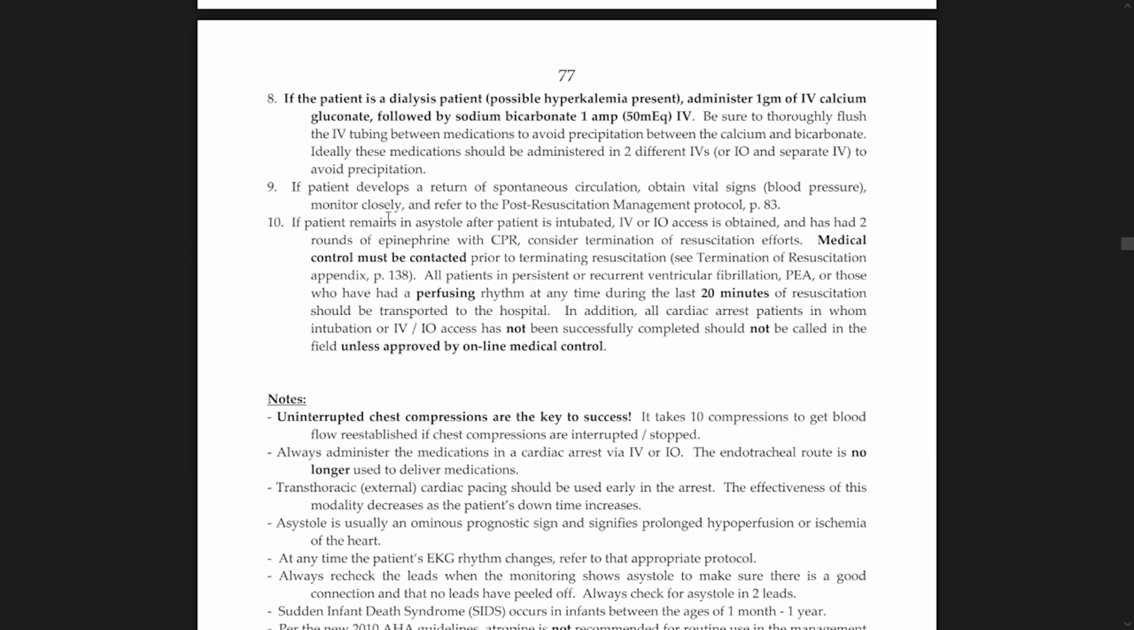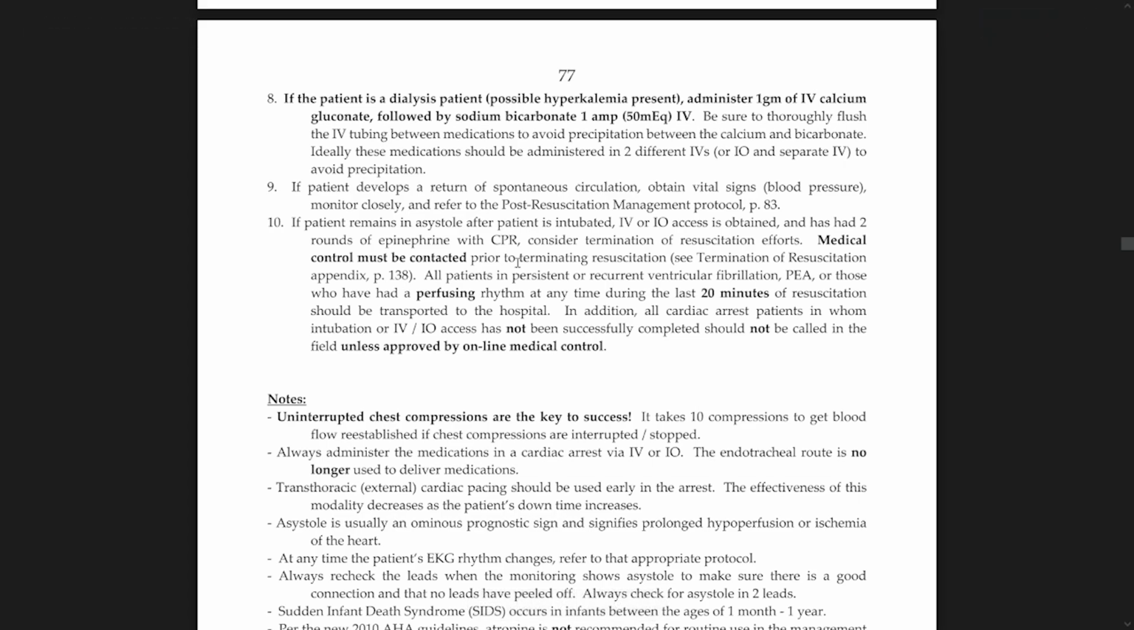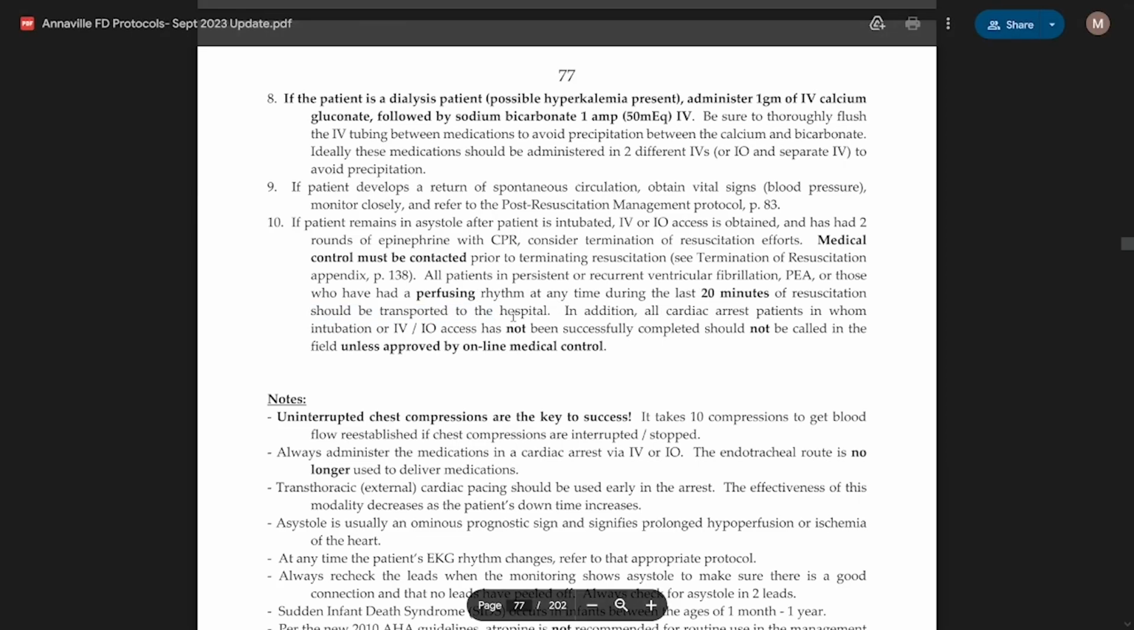If the patient remains in asystole after the patient is intubated, IV or IO access is obtained, and they have had 2 rounds of epinephrine with CPR, consider termination of the resuscitation efforts. Medical control must be contacted prior to terminating resuscitation. See termination of resuscitation, appendix page 138, and all patients in persistent or recurrent ventricular fibrillation, PEA, or those who have had a perfusing rhythm during the last 20 minutes of resuscitation should be transported to the hospital.